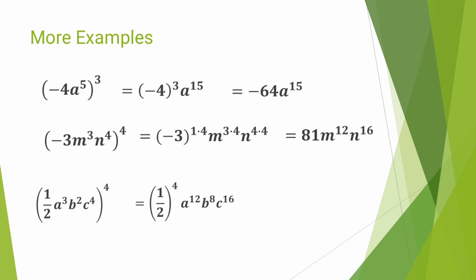And we have 1/2 a cubed b squared c^4 raised to the power of 4. Distribute the power 4 to each, the exponent of 1/2, a, b, and c. So it becomes like this. Please observe. 1/2 raised to the power of 4, a raised to the power of 12, b raised to the power of 8, c raised to the power of 16. So we got 1 over 16, a to the 12, b to the 8, c to the 16.